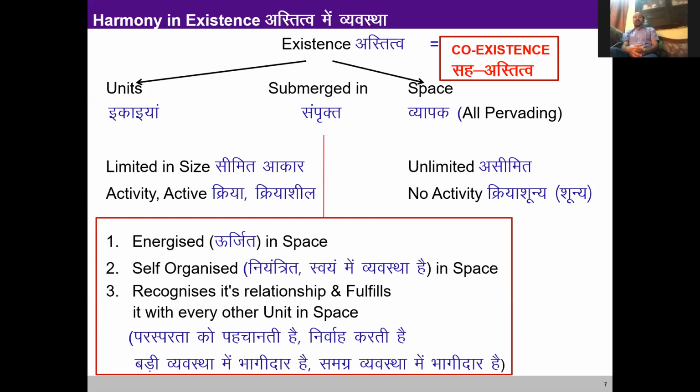We can see that in existence, two things are there: units and space. The units are limited in size, but the space, which is all pervading and found everywhere, is unlimited. There is activity in every unit, and that is why it can be decomposed and composed. There is growth. This is what we have already gone through in the basic activity, in the previous slides.